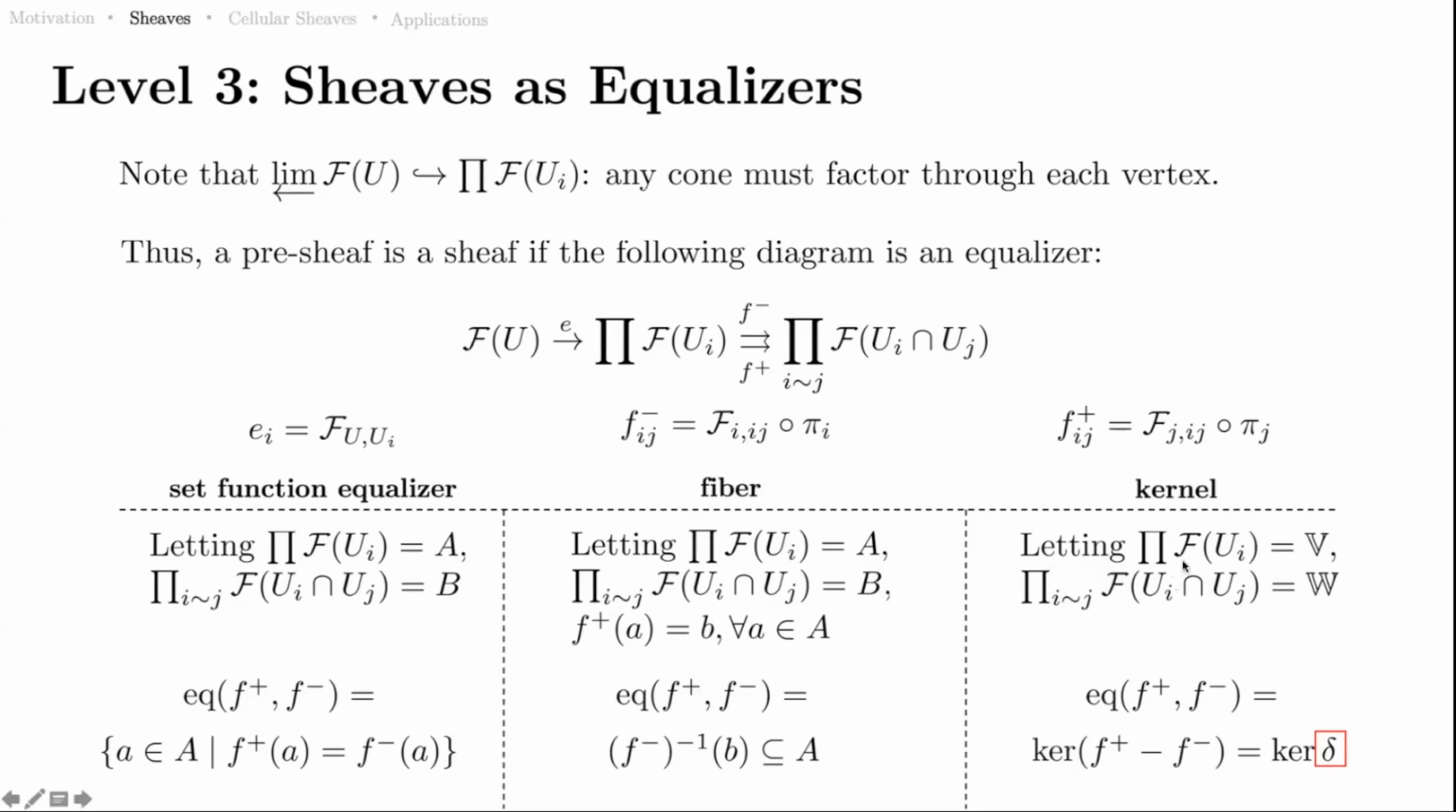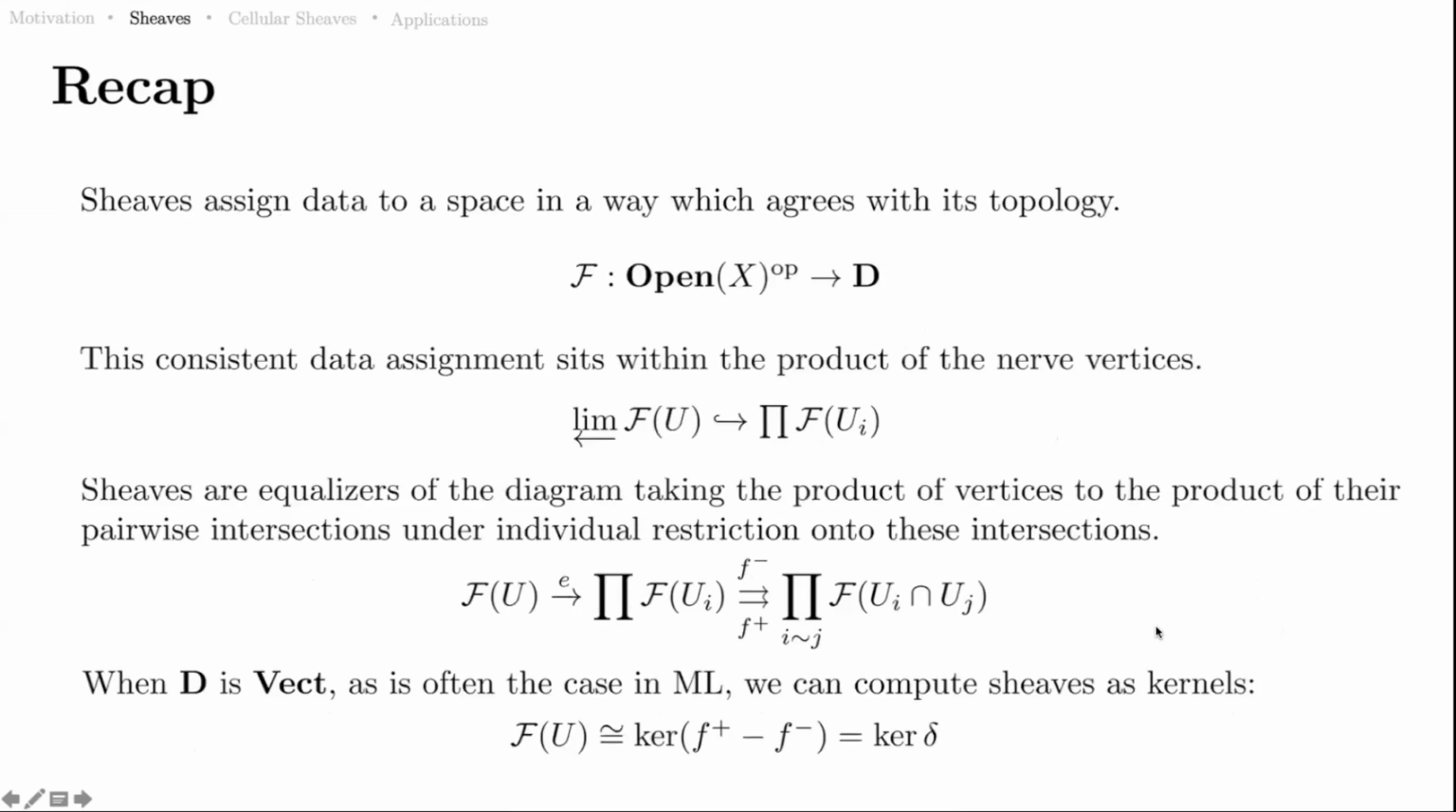And most importantly for our use cases, if we're working over vector spaces, this equalizer becomes semi-computable in the linear algebraic sense. So the kernel, or sorry, the equalizer of these two maps is going to take the difference between them and then look for the kernel. And so we're going to actually give this difference between these two maps a name. We call it the co-boundary. And so we're going to be hunting for the kernel of the co-boundary.